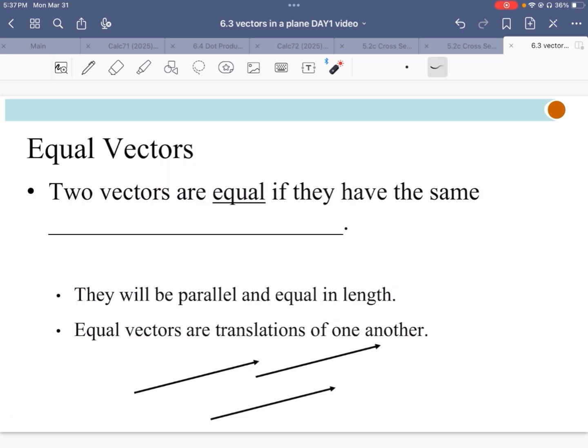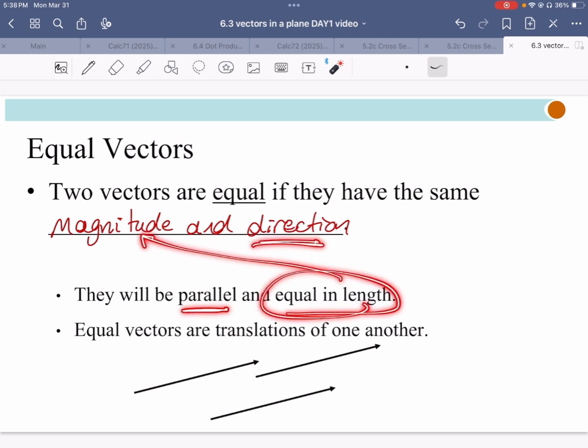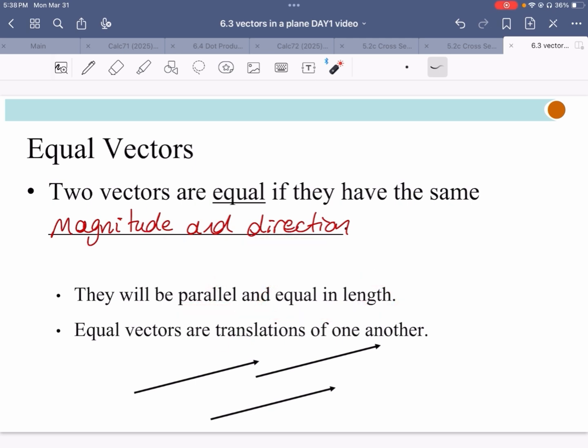So let's talk about equal vectors. Equal vectors, as you can maybe imagine, have the same magnitude and direction. This means that they will be parallel, so that's the same direction, and equal in length, because the magnitude is the length. So equal vectors are essentially translations of one another. Here you can see three parallel vectors on the screen.